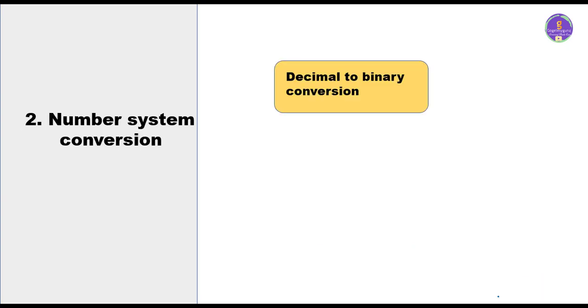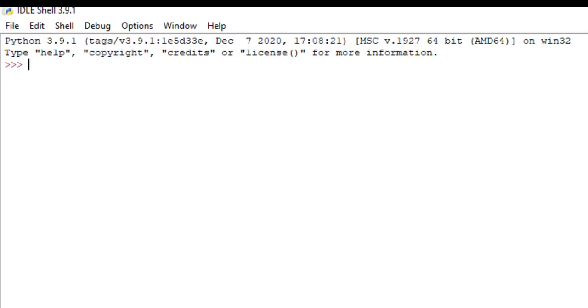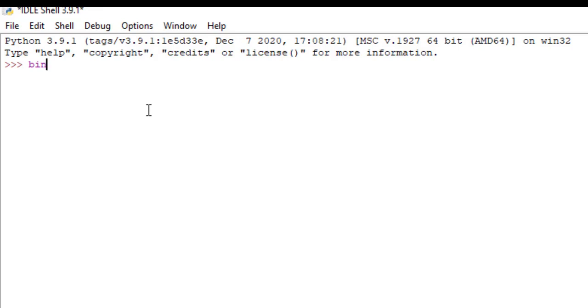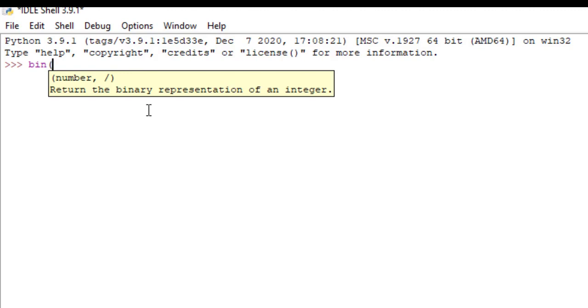Now let's understand how to convert these number systems from one system to another system. First let us understand decimal to binary conversion. So this we can do in Python. Let's check how we can do that. First we'll discuss decimal to binary conversion. For that we need to make use of the inbuilt function bin, or binary. So binary of any decimal number; I'll give it as 35.